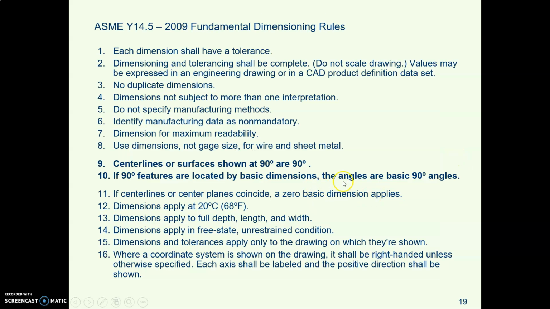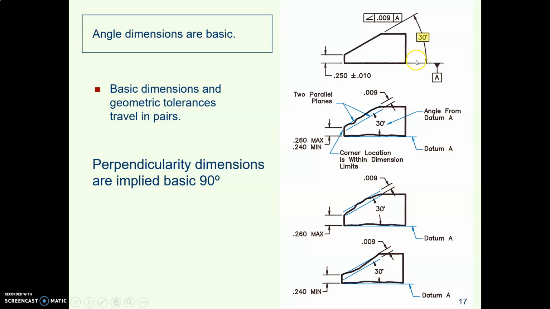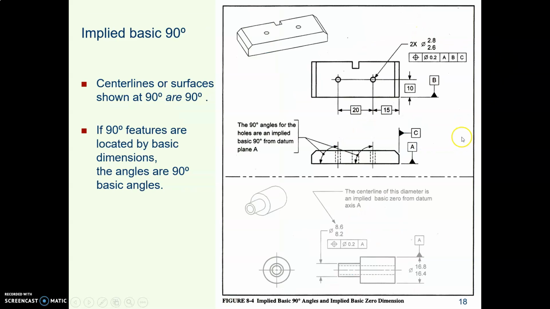So I just say that to clear up the fact that when we do angles, the angle dimensions are always basic. If you have something that's not 90 degrees, you give an angle dimension with a box around it. If you have something that is 90 degrees, you just locate the features and put a box around each dimension.